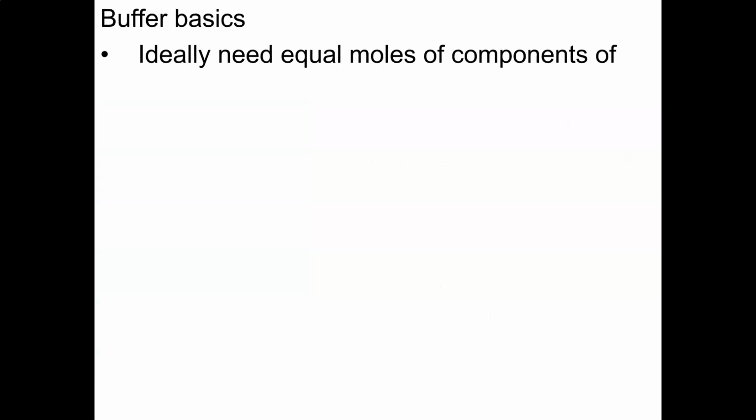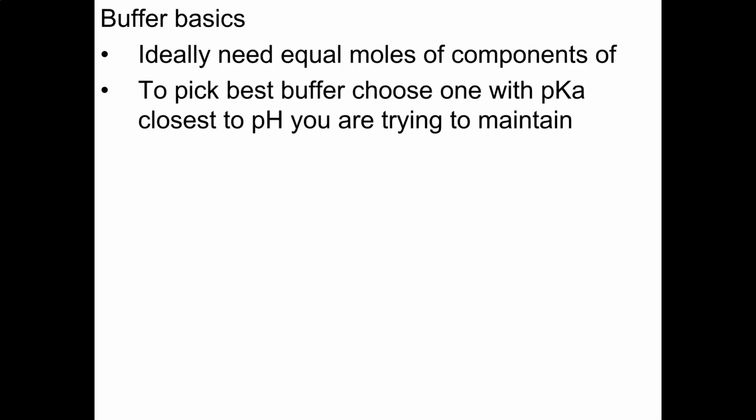So here are some basics. Ideally, you need equal moles of components. So you want an equal concentration of the acid and its conjugate, or the base and its conjugate. That's the best case buffer. When you have equal amounts of the two, the bigger the number, the better. To pick the best buffer, choose one with a pKa close to the pH you're trying to maintain. We'll see what that looks like in a minute.